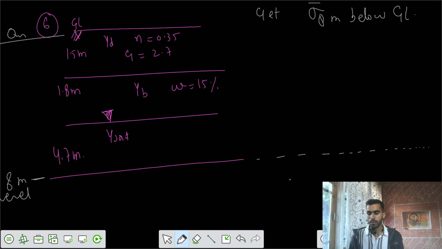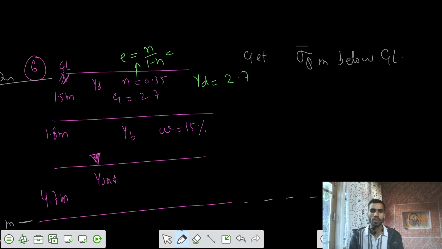Effective stress. Based on the data, can we calculate those values of gamma dry? First we need to calculate the void ratio from the porosity. We have the equation e = n/(1 − n). Using the value of porosity, we get a void ratio of 0.54, and from that we can get the dry density: G gamma W divided by 1 plus e.